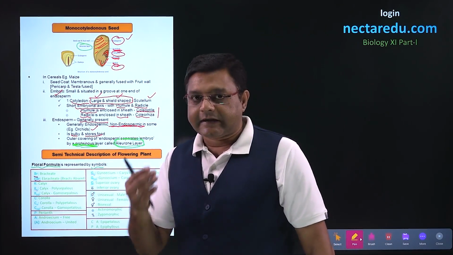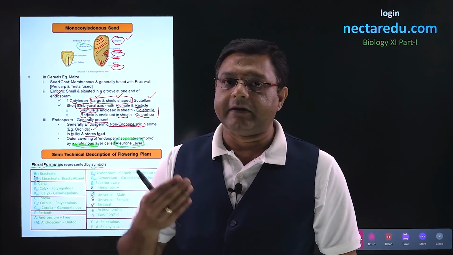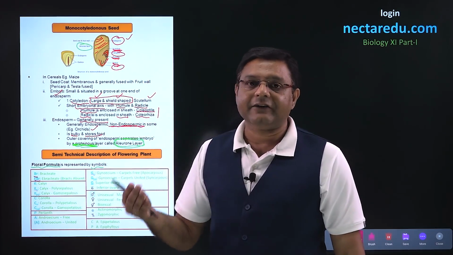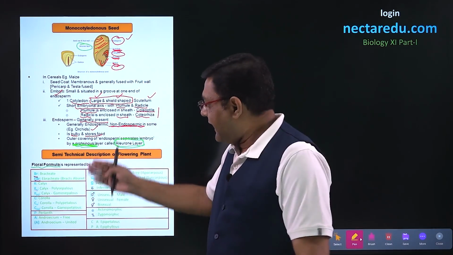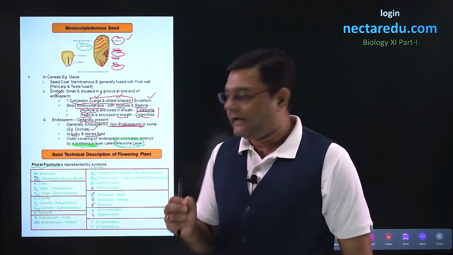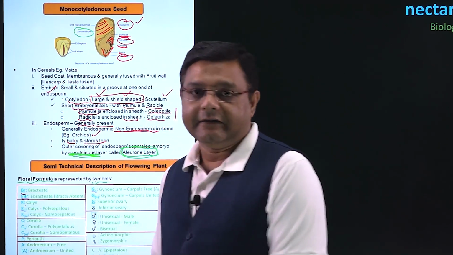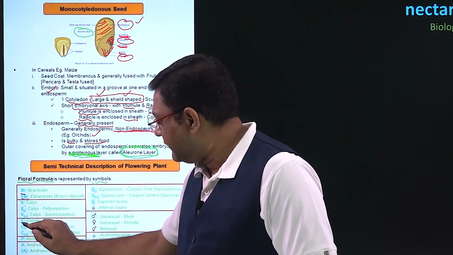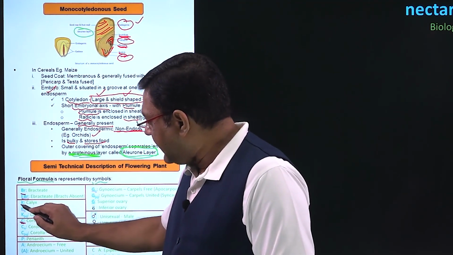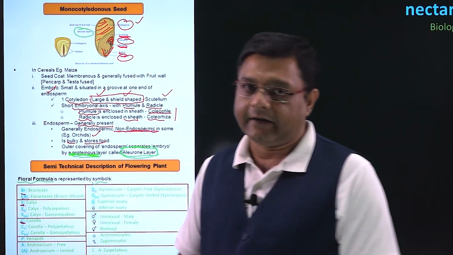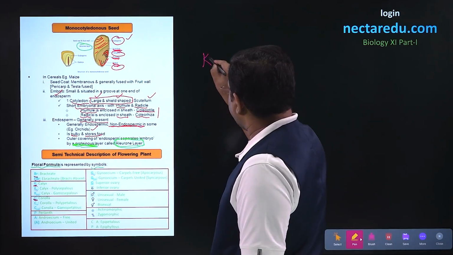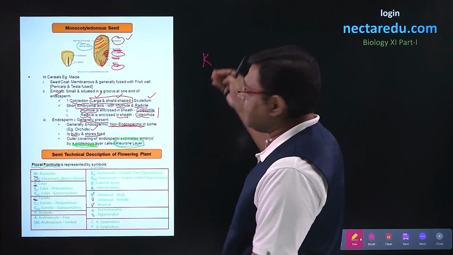The four whorls are calyx, corolla, androecium and gynoecium. Now, since both calyx and corolla start with the letter C, while giving the symbol, we do not write calyx by C, we write it by the letter K. So, in corolla, we will use the letter C, the first letter, but in the case of calyx, we will use the letter K.